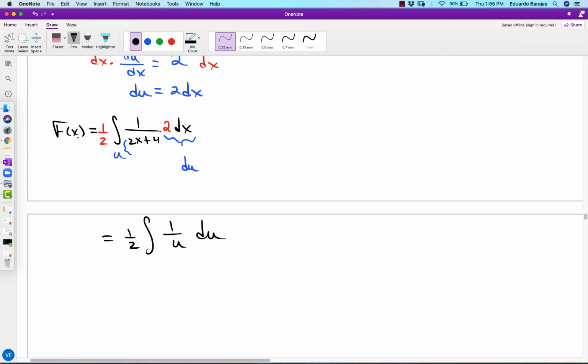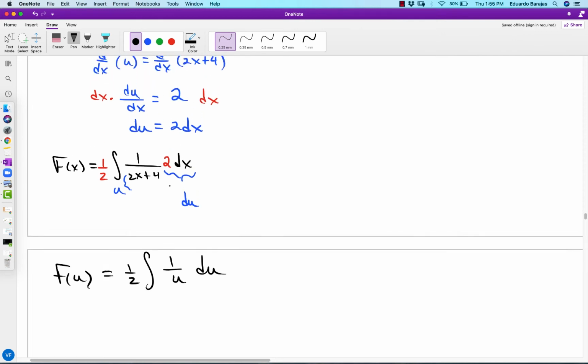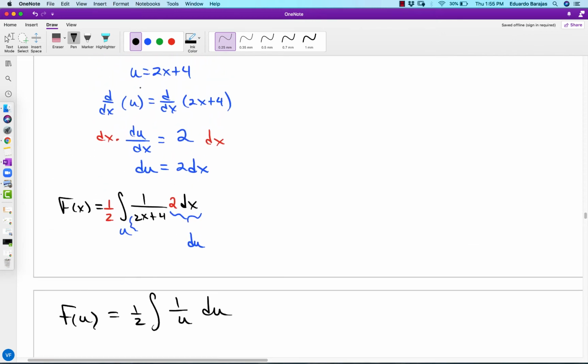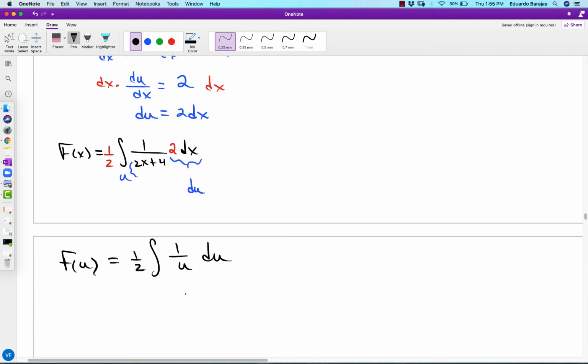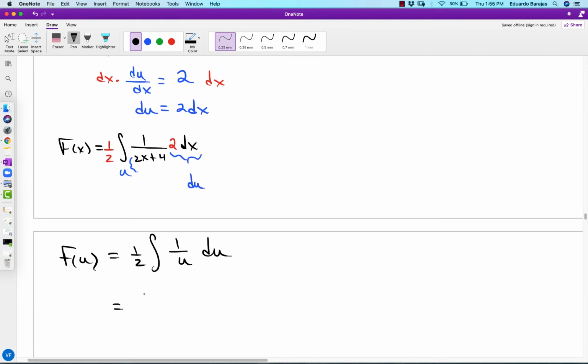Now, what do I do about this x? I said that this was f of x, but now I've changed it to an f of u, right? Where u is this guy up here. So we did a substitution there. Okay, so let's keep working with this, and we know we've got to go back, though. We've got to change it back to x when we're done. So now this becomes 1/2, and then this is ln of the absolute value of u plus c.